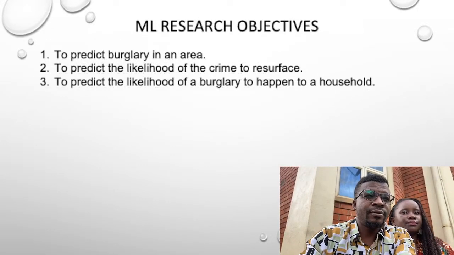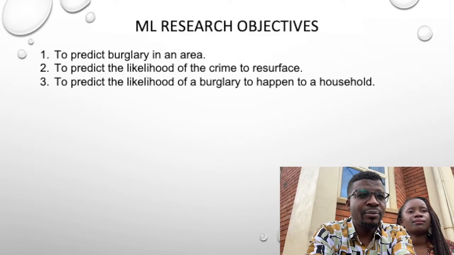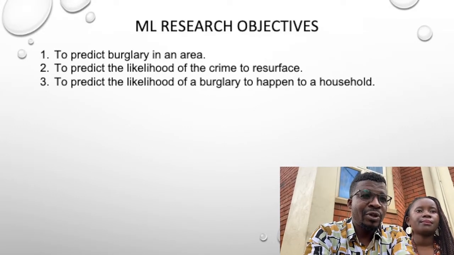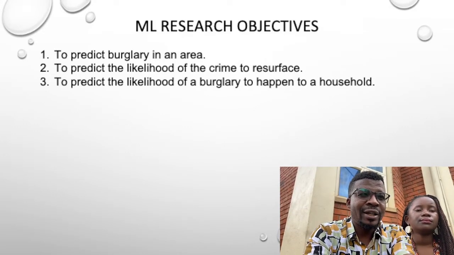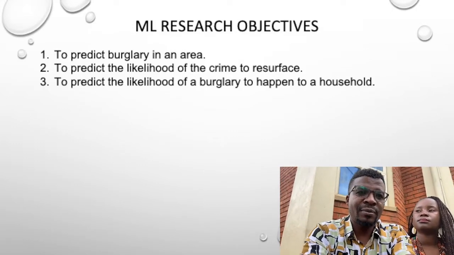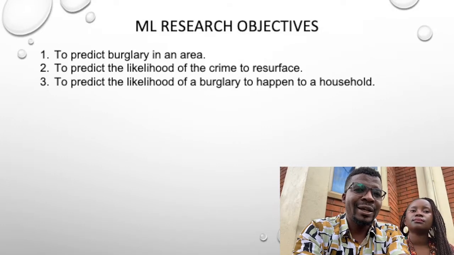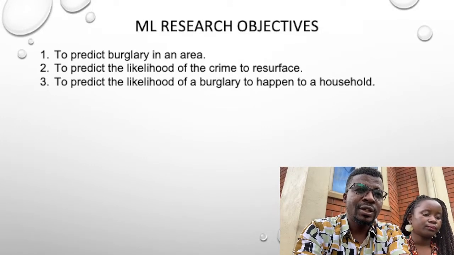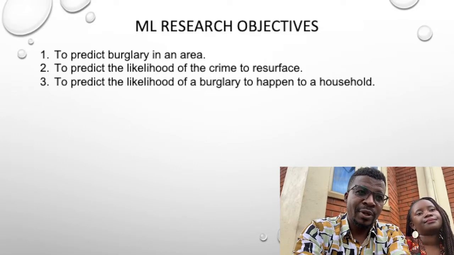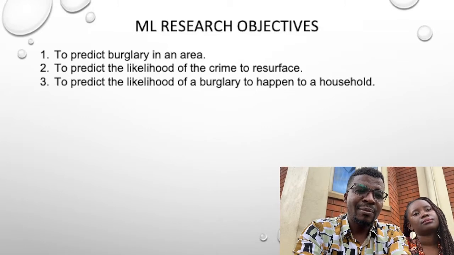Okay, so one of the main objectives we want to address is that our model should be able to predict burglary in an area. Using the data about crime and criminals that we are going to analyze, we should be able to predict when a burglary is most likely to happen, and not only that, but also predict the likelihood of the crime to resurface.